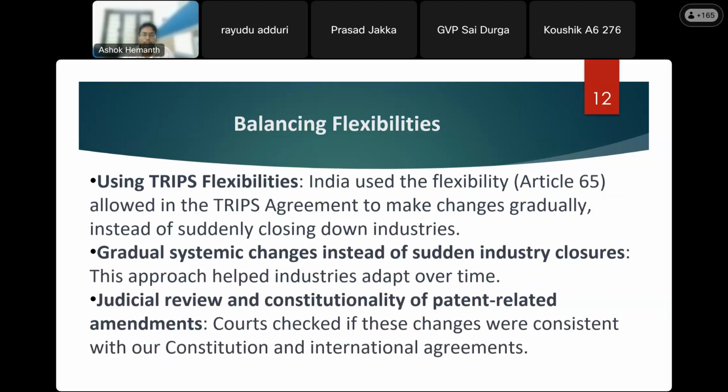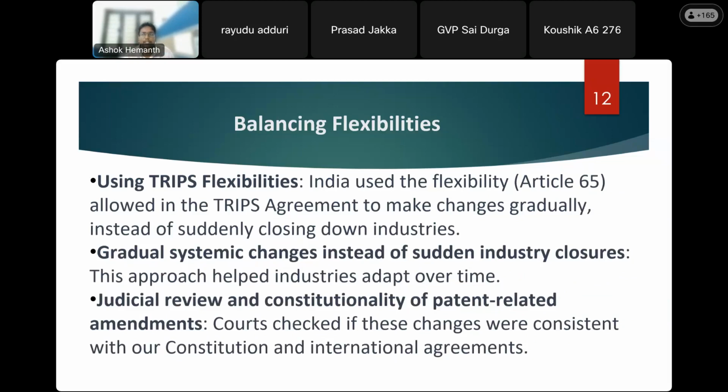So balancing flexibility, I told, right? All the countries cannot have the same law because every country's economic situation is different and social inequalities are different. So many differences are there. There are three kinds of worlds: one is developed, one is developing, and one is least developed. So the same law for all the countries is not feasible.